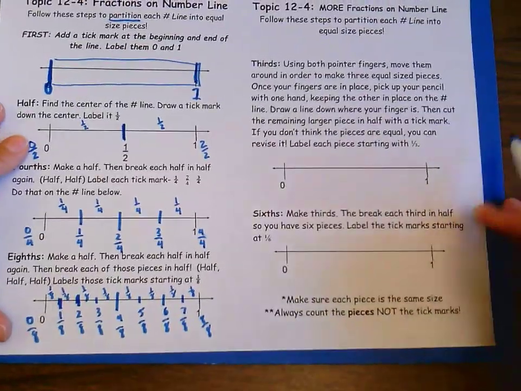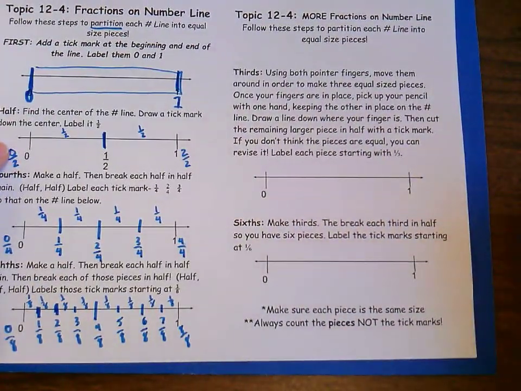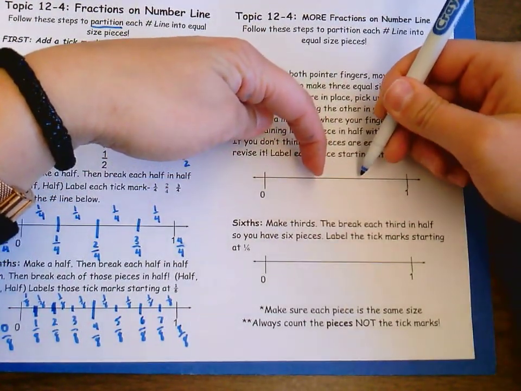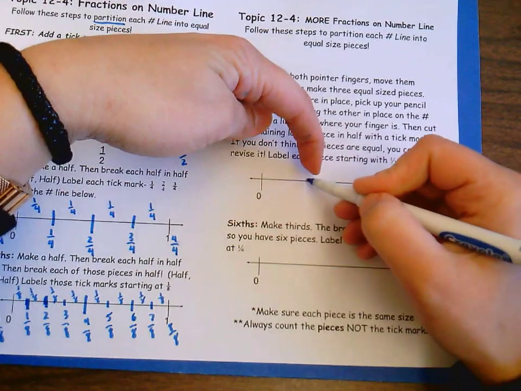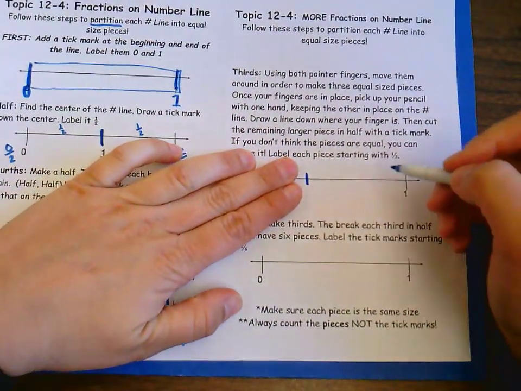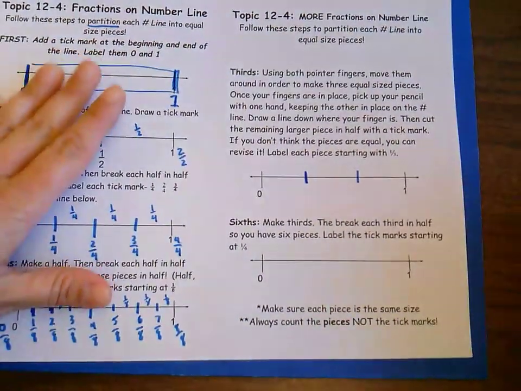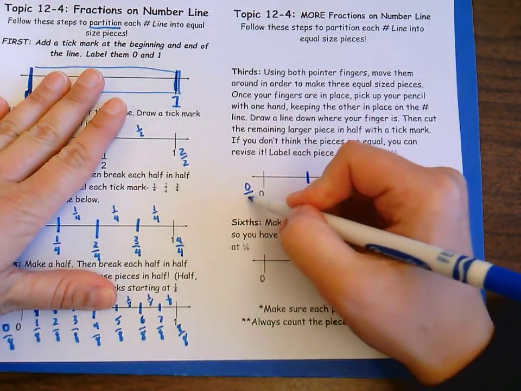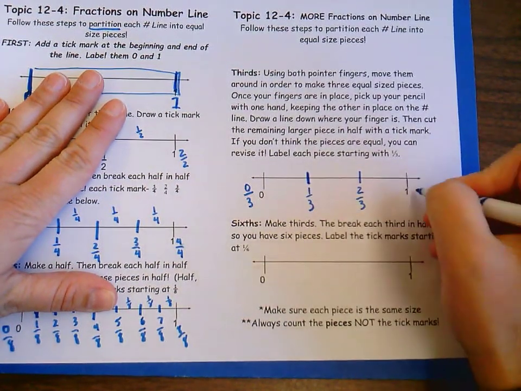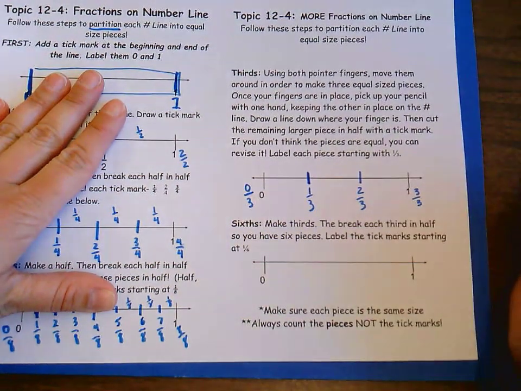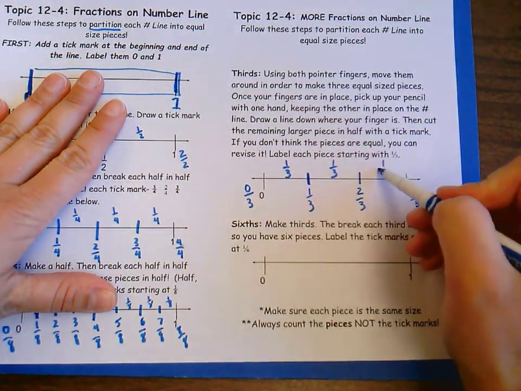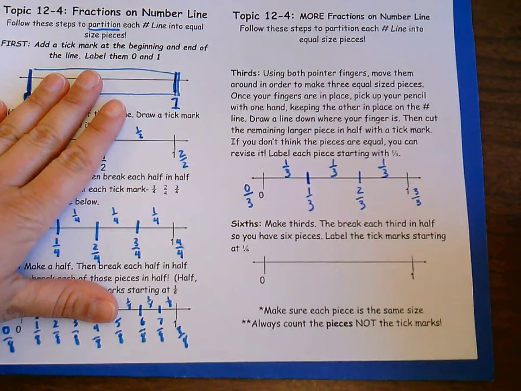All right. Now for thirds, I'm going to do the same thing I did with my fraction bar. I'm going to use my fingers to figure out where I would have 3 equal pieces. Lift one of those fingers to draw my first tick mark. Then I'm going to ignore that piece for a moment and cut this one in half. And then I can label 0 thirds, 1 third, 2 thirds. And my whole is going to be 3 thirds. This piece is 1 third, 1 third, and 1 third.